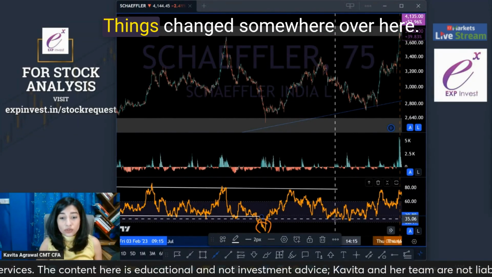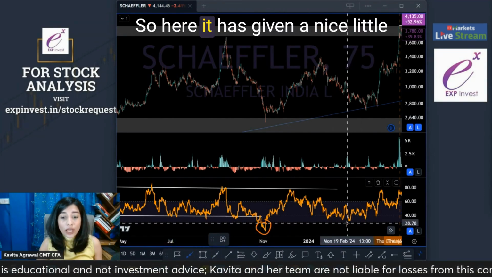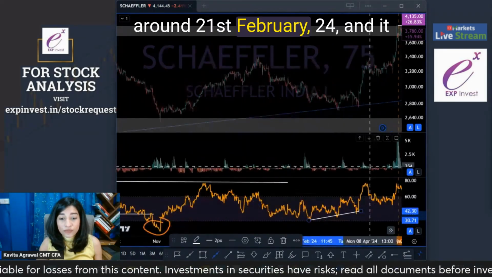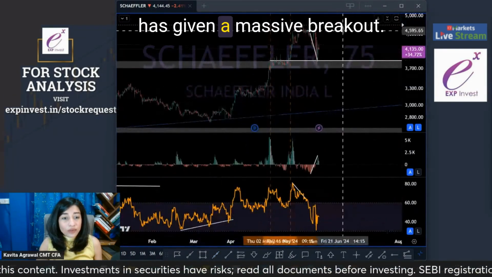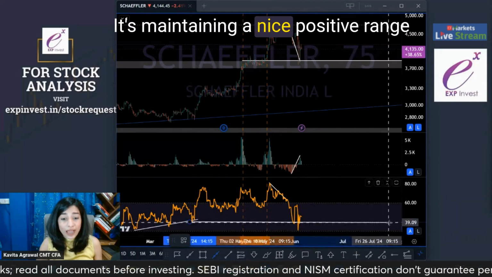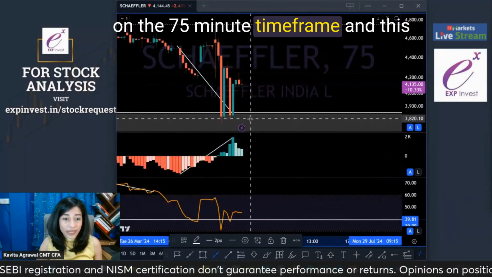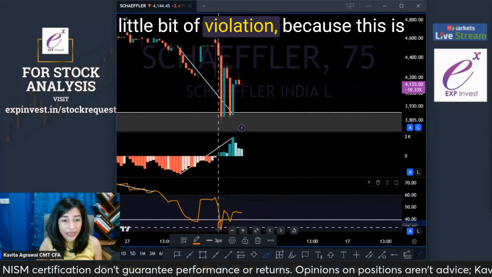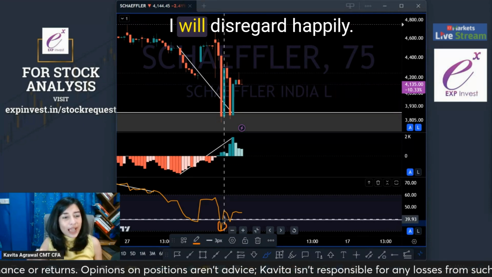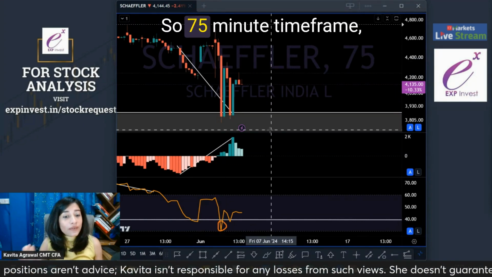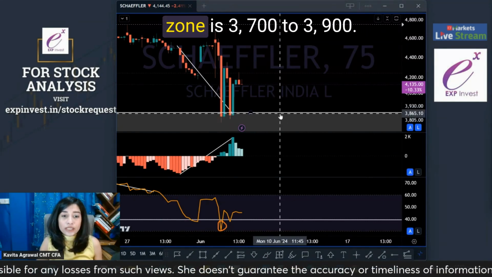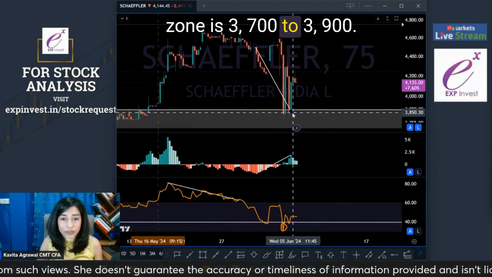When did things change? Things changed somewhere over here. Here it has given a nice little positive divergence somewhere around 21st February 24, and it has given a massive breakout. Since the breakout, I would say it is maintaining a nice positive range on the 75-minute time frame. And this little bit of violation, because this is just one spike in a very sentimental move on a very sentimental day, I will disregard happily. So the 75-minute time frame all in all looks pretty good. One potential good entry zone is 3700 to 3900.